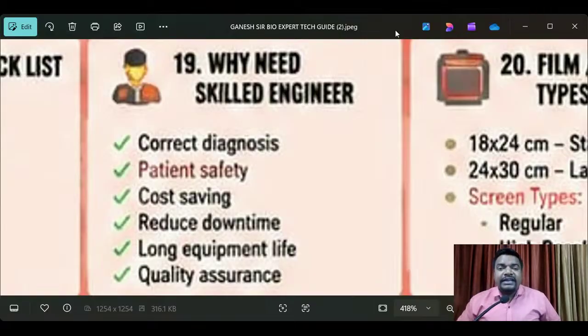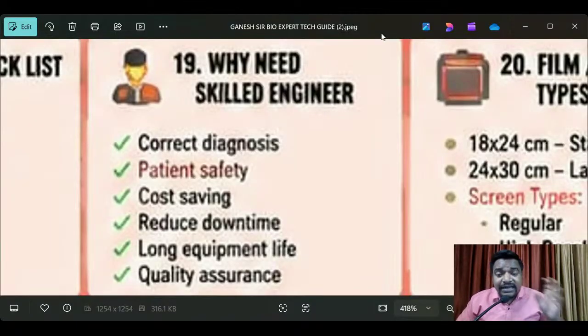Come to the point right now. Why do we need a skilled engineer? Why do we need a skilled engineer in hospitals for mammography? Correct diagnosis is important, and patient safety is important. Cost saving, reduced downtime, long equipment life, and quality assurance are important. For this purpose, the skilled engineer focuses on complaints, because he is a problem solver.